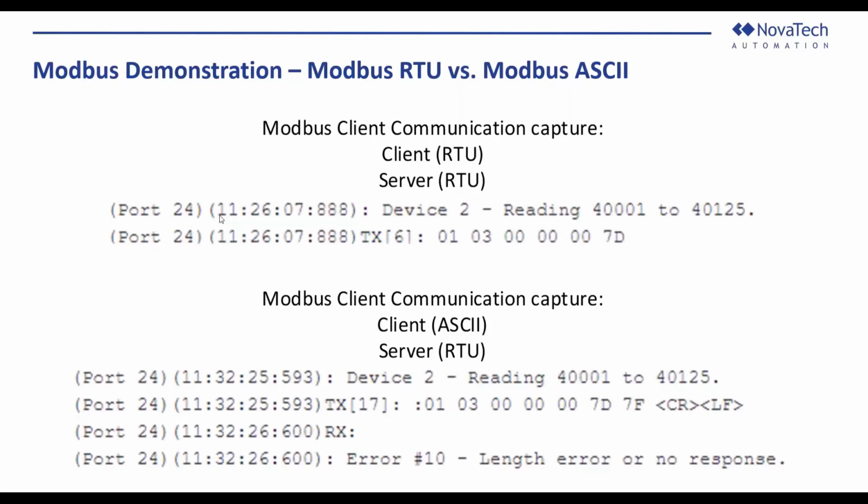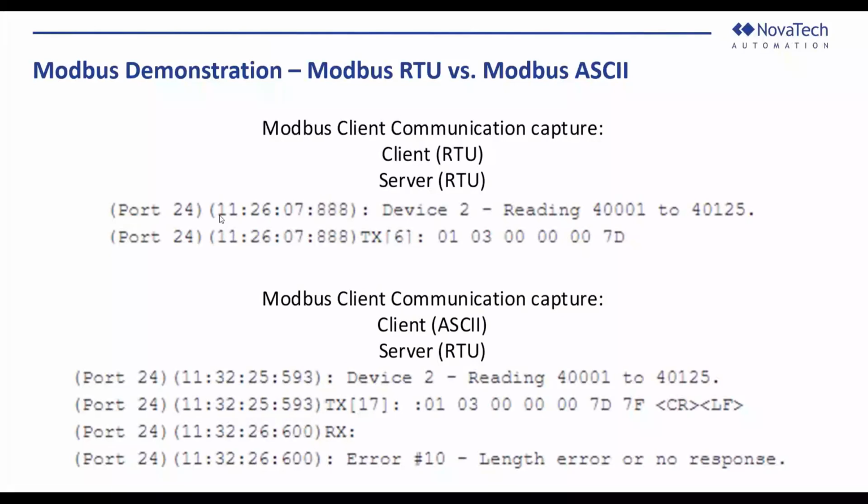So for that reason, it's very important that the two match. And as I said, our recommendation would be to always default to Modbus RTU and only use Modbus ASCII in the case that you are communicating with a device, typically an older device, that does not support Modbus RTU.